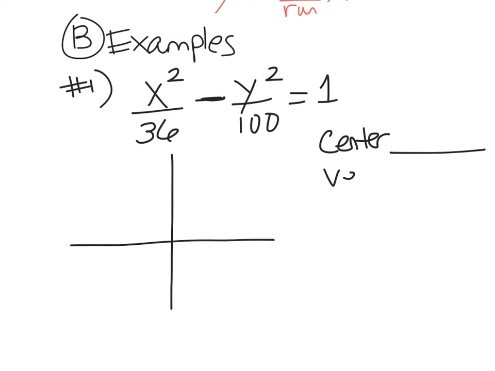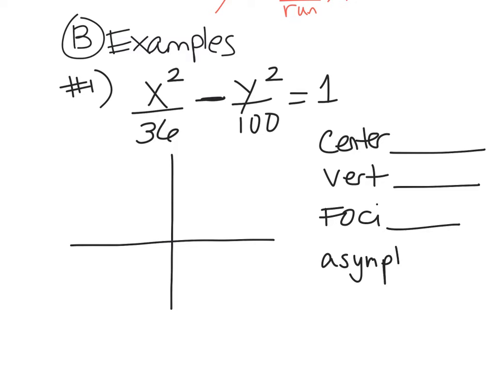Center, vertices, foci, and asymptotes. Okay? It's going to be like a 5 or 6 point problem. It's a lot. There's so much to these things that there's a lot of points involved. All right, so you guys ready? Write that down. I'll let you catch up a minute.